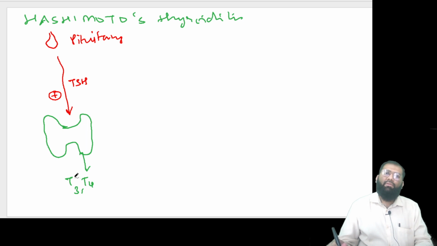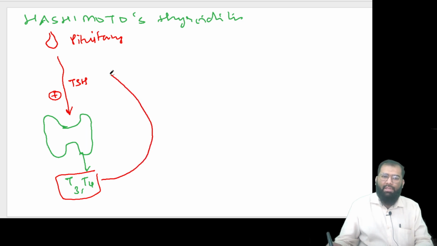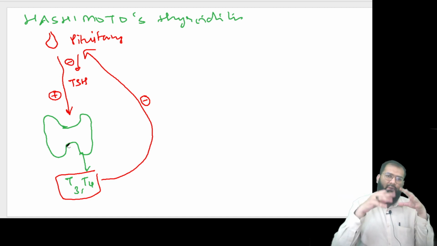एक बार जब T3, T4 रिलीज होते हैं तो ये रिलीज होने के बाद एक नेगेटिव फीडबैक भेजते हैं पिट्यूटरी को कि हम रिलीज हो गए हैं, आप TSH के अमाउंट को कम करो. यानी once T3 and T4 are released, they give a negative feedback to pituitary that you decrease the amount of TSH. Okay, this is how a feedback works in our body.